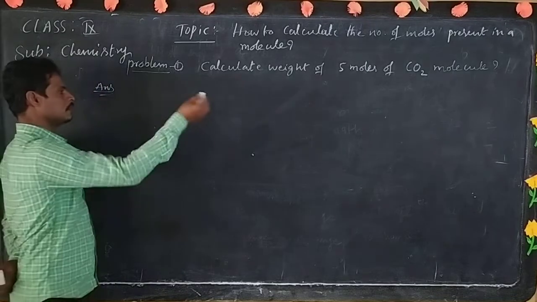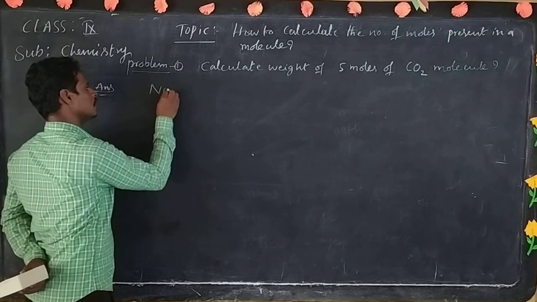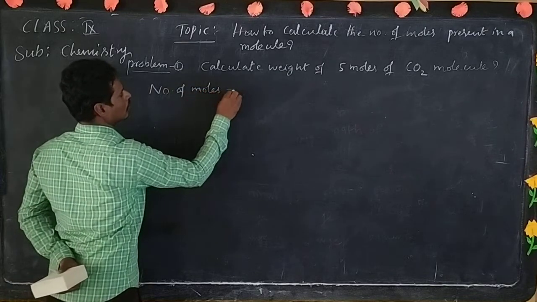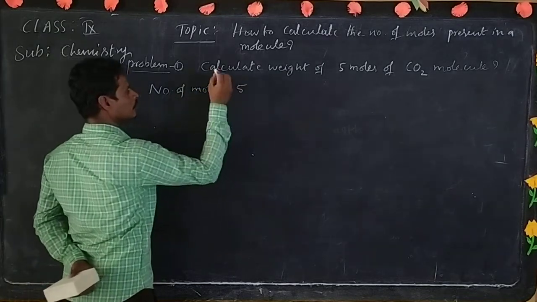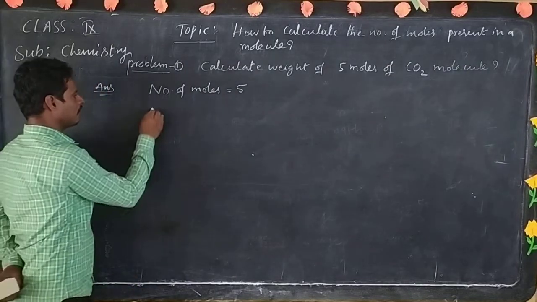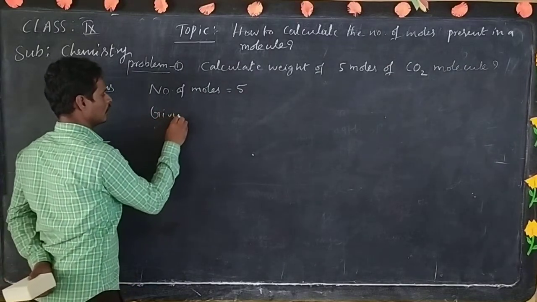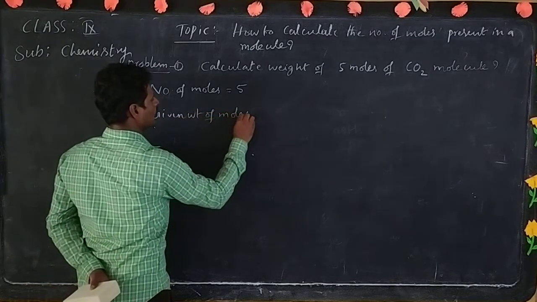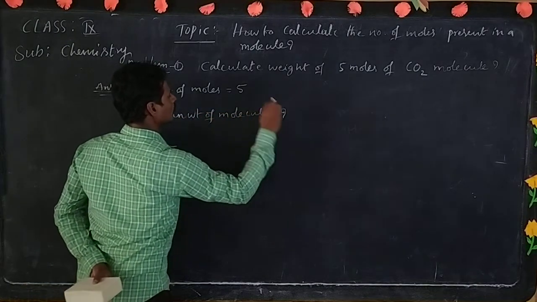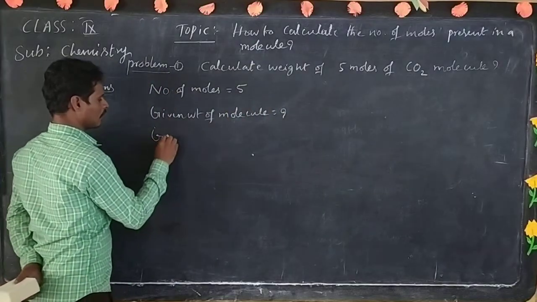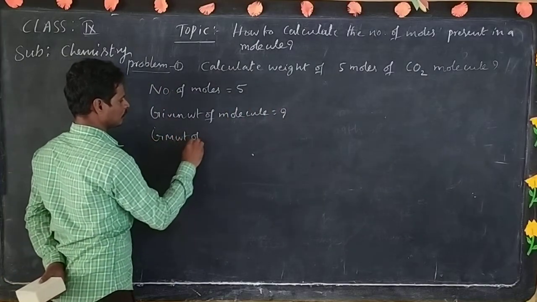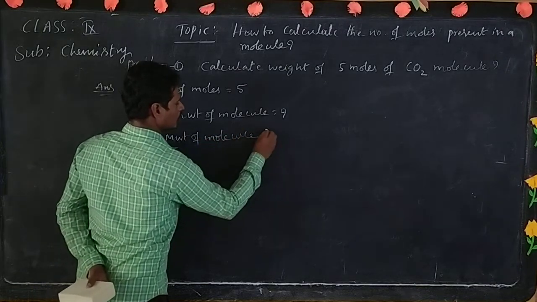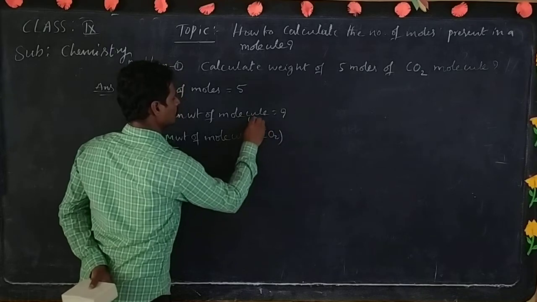So according to the question, which one is given? Number of moles equal to 5. Given weight of molecule equal to question mark. Gram molecular weight of molecule, so here the CO2 molecule.